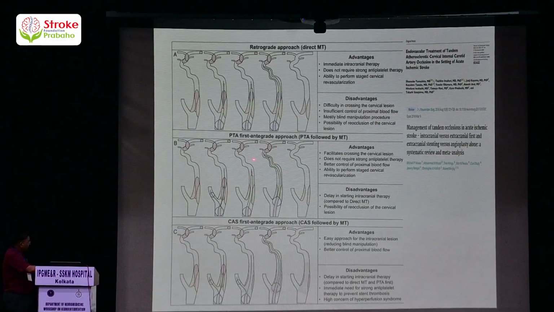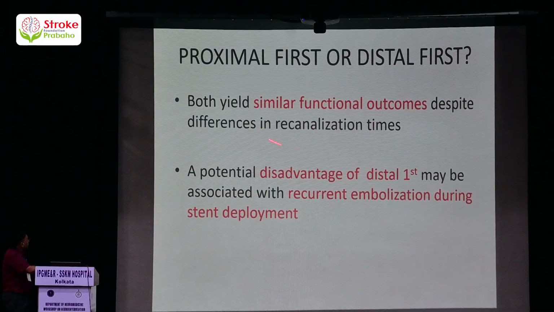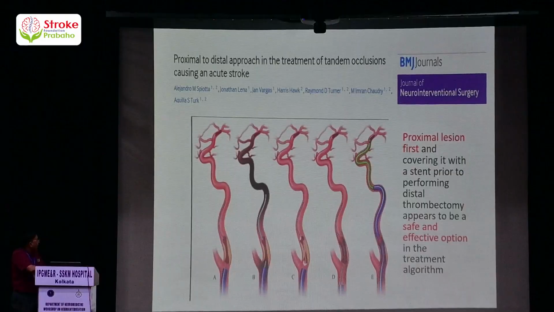All these three approaches are valid and everybody has their own preference. And it is said that they all have similar functional outcomes. If you analyze all the data, whether distal or proximal first, it has similar functional outcome. A potential disadvantage of distal first is recurrent embolic phenomena during stent deployment. If you deploy the stent later on, you may have a thromboembolic complication, and then you can have a recurrent stroke, and you have to again recanalize the artery distally.